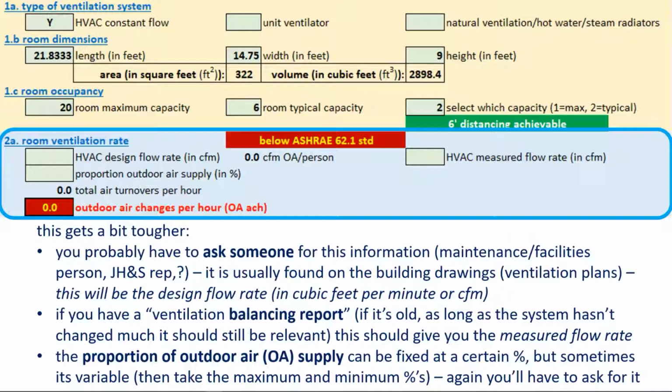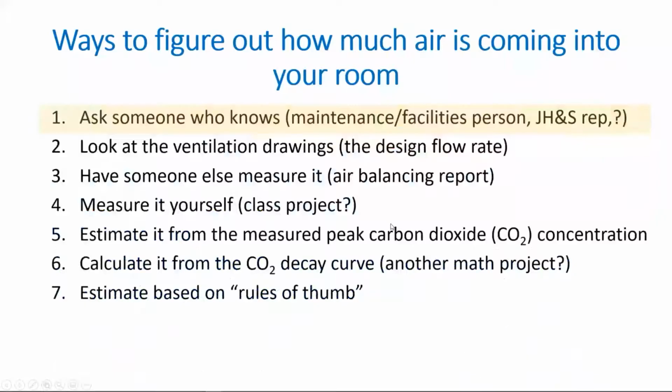If you're trying to figure out the proportion of the outdoor air supply, you'll probably have to ask about this. Sometimes it's fixed and sometimes it's variable. And if it's variable, you might have to figure out what the maximum and minimum percentages are. And again, you'll have to ask for it. So I've listed 7 ways here that you can figure out how much air is coming to your room. And the easiest one is obviously ask somebody who knows.